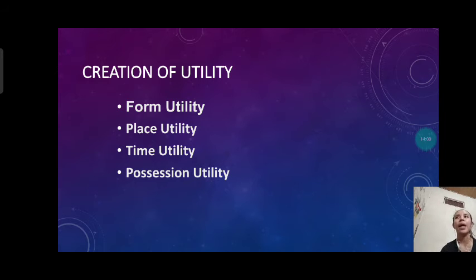Form utility refers to how well a product or service meets the customer's needs. For example, a company might design a product to target a specific client's need or want. Also, form utility is the combining of the needs and wants of a customer into the features and benefits of the product offered by a company. That is the form utility.